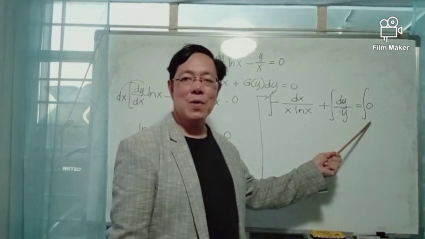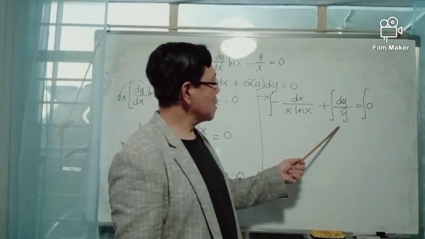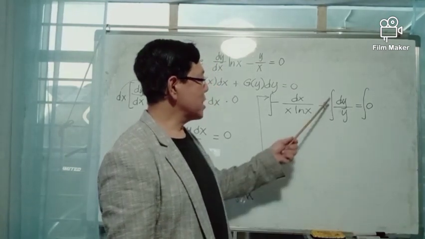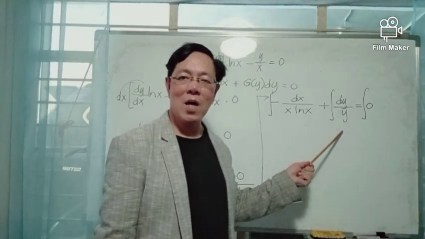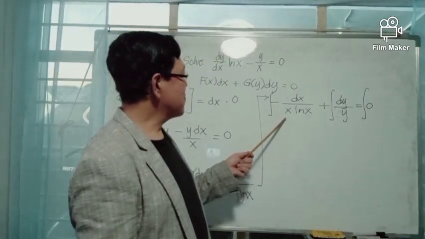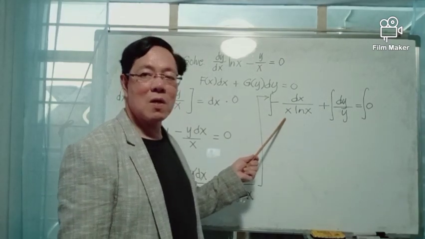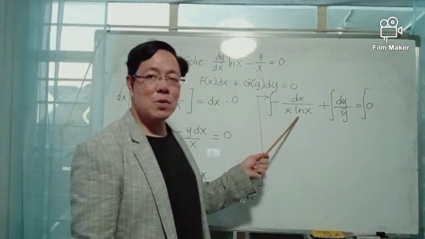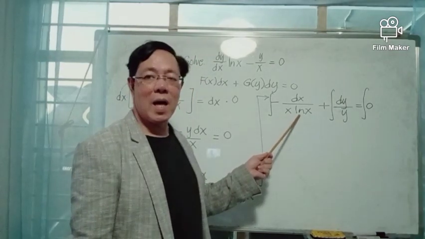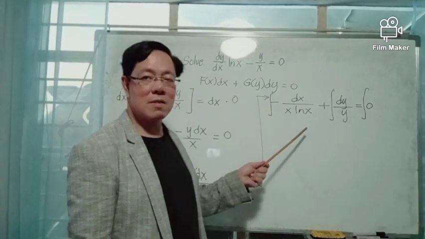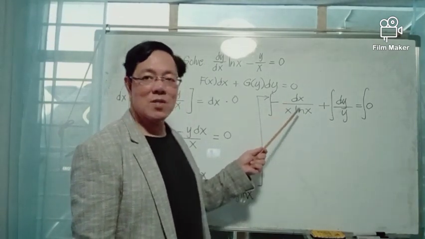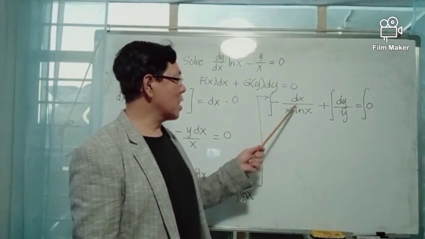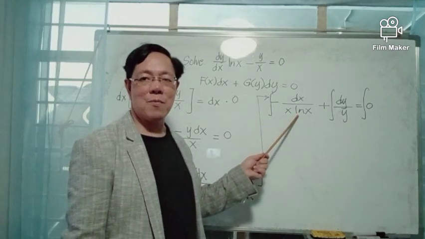The integral of 0 is c, and we can readily integrate dy over y. The integral of dy over y is ln of y. But for the first term, we have to make use of an algebraic substitution. By inspection, you can see that the derivative of ln of x is 1 over x dx, or dx over x, which is contained in the first term. We have dx over x, the derivative of ln of x.